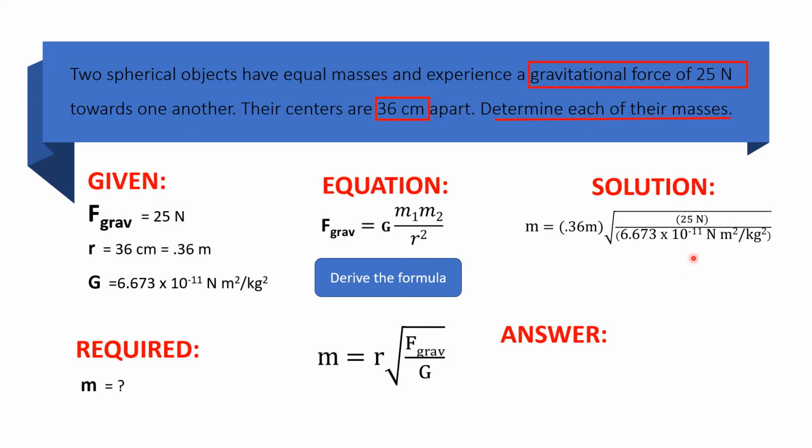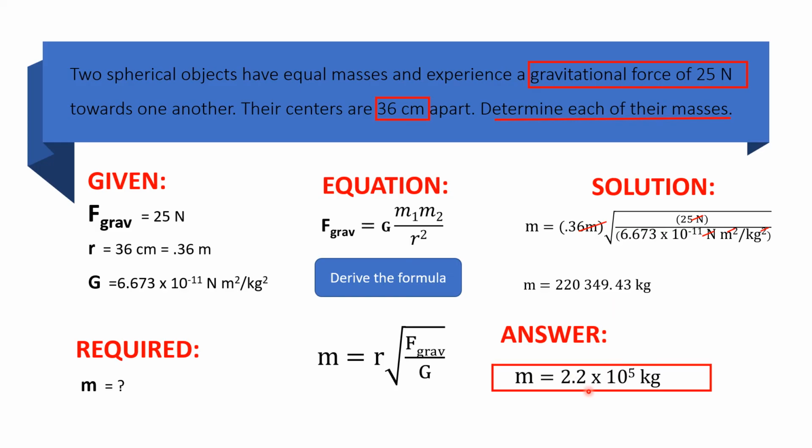Doing the math, the answer will be, let's cancel the units. We have Newton, cancel, meter, cancel, kilogram squared, cancel. So there is still 1 kilogram left, and that is okay since what we are looking for is mass. So the answer will be 220,349.43 kilograms. As you can see in the problem, we need to put it in scientific notation to shorten it. So our final answer would be 2.2 times 10 raised to 5 kilograms.